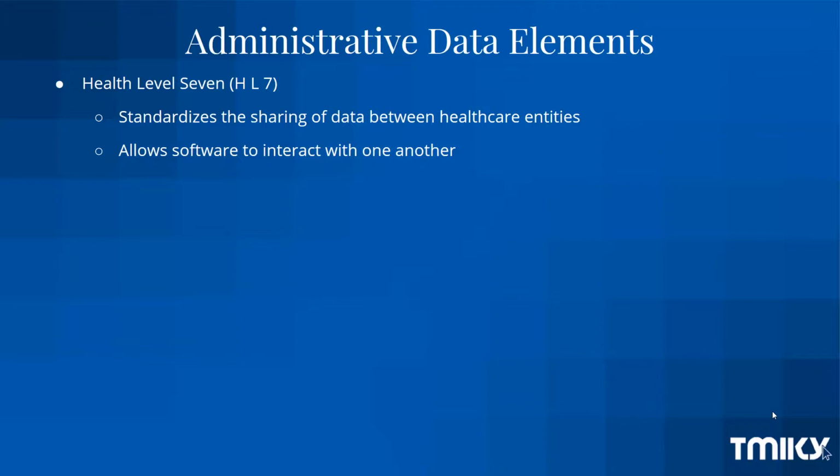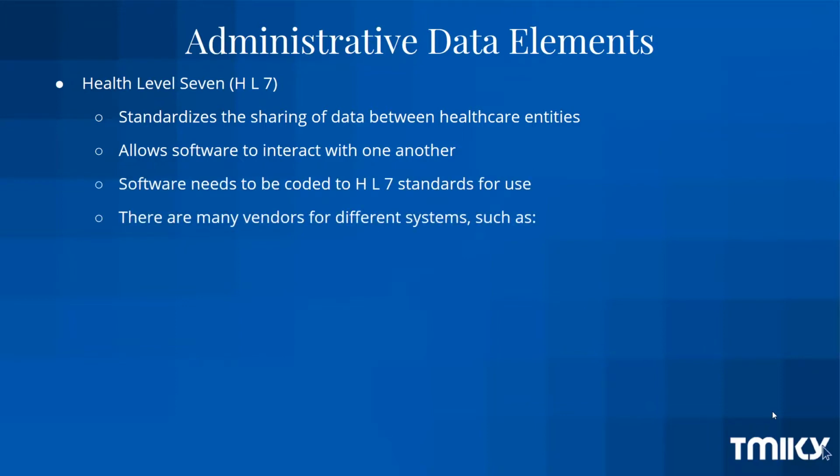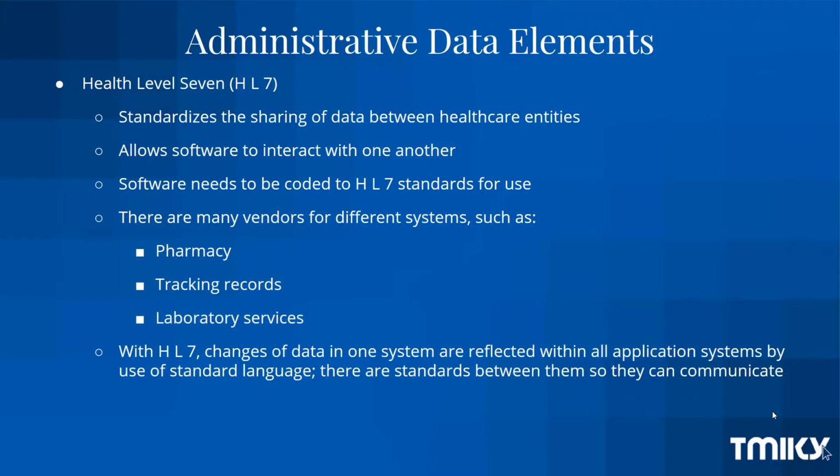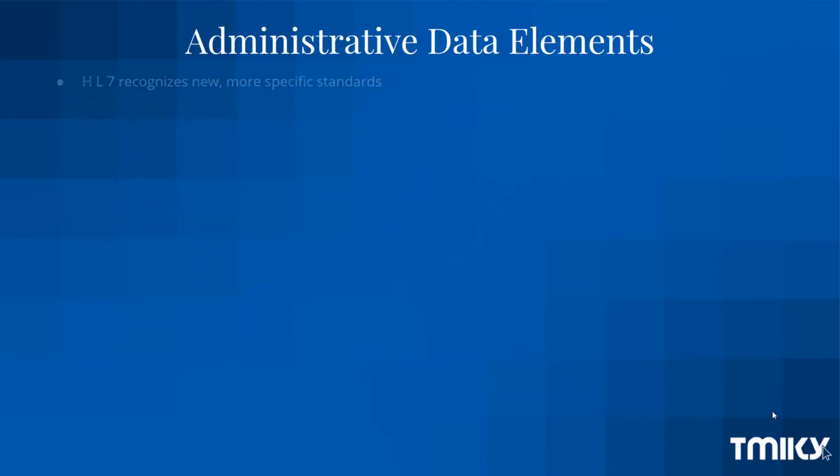Now, before the software is ready for HL7, it has to be coded to standards for use. Many different medical offices take advantage of these coding systems, and there are many vendors for different systems, like a pharmacy, tracking records, and laboratory services. With HL7, changes of data in one system are reflected within all application systems by use of standard language. There are standards between them so they can communicate. It allows interoperability and can use a single database. HL7 has been the most widely used and most known standard in the healthcare industry.